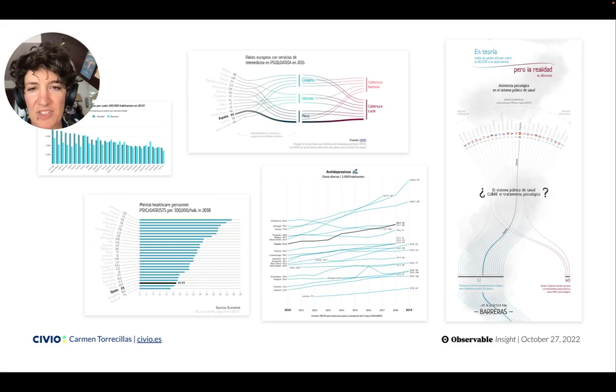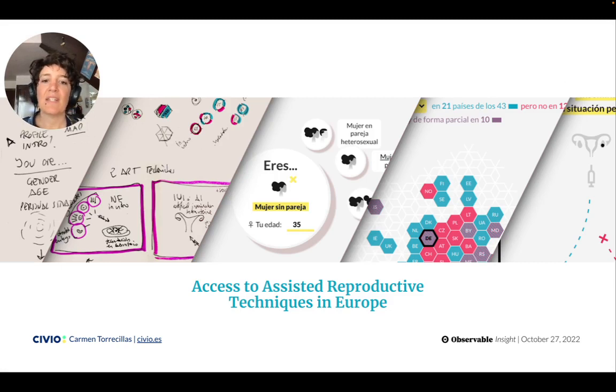Another series, those charts, are part of a series about mental health in Europe, which is one of my favorites as well. Some of them are done in Observable and others are done outside Observable. One important thing is that we tend to work in series. So we choose our own topics and then we usually go through a European mapping of the situation. And then if we discover something interesting, we have another article related to that. And we always finish our series studying the Spanish situation in detail, what the differences between the regions are and so on. And that's exactly what happened in this series about assisted reproduction.